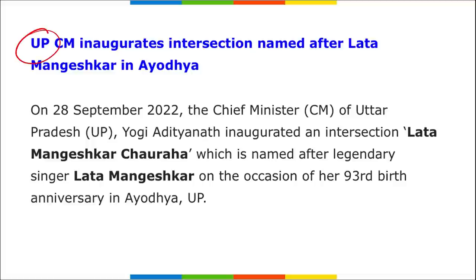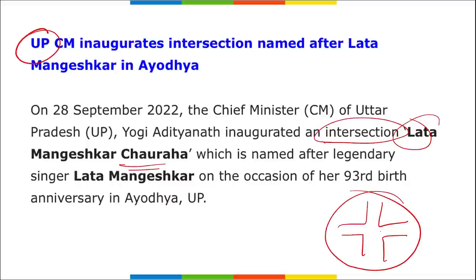Next, Uttar Pradesh Chief Minister Yogi Adityanath has inaugurated an intersection, and this intersection was named Lata Mangeshkar Choraha. Alright, I repeat, what this intersection means: Choraha means when there are four roads.